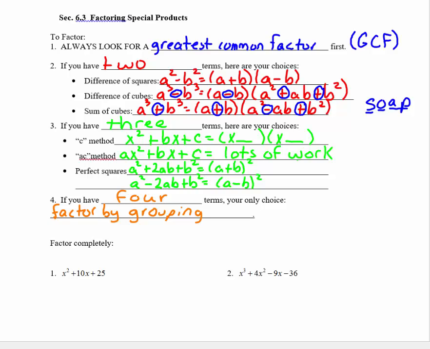So make sure you memorize these formulas. If you don't have these memorized, there's no way to get the right answer. So please memorize these formulas. Now, that's if you have 2 terms.